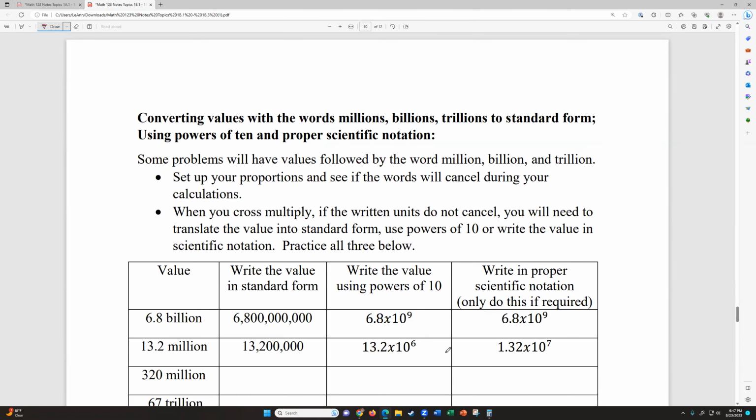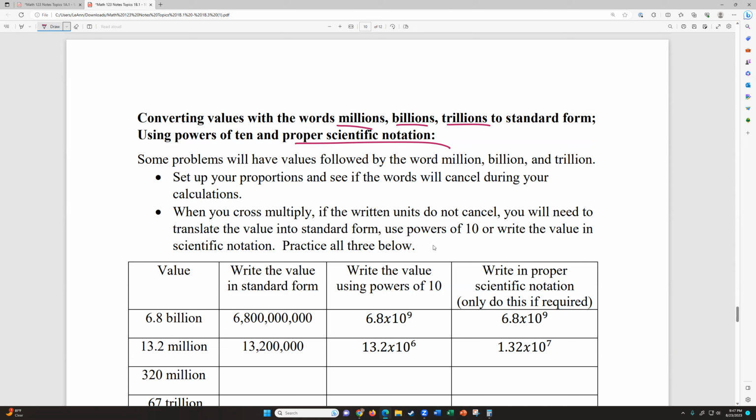Okay, so we just have one more chart to look at, and then we have a couple more examples. So there is a lot in here, but I wanted to make sure you have everything you need to get homework completed for this week. So this one's just more of what we've been doing, but we're making sure you understand how to convert millions, billions, and trillions to standard form, and how you can also go back and forth with those with proper scientific notation. So some problems will have values followed by the words million, billion, or trillion. You can set up your proportions to see if the words will cancel during your calculations.